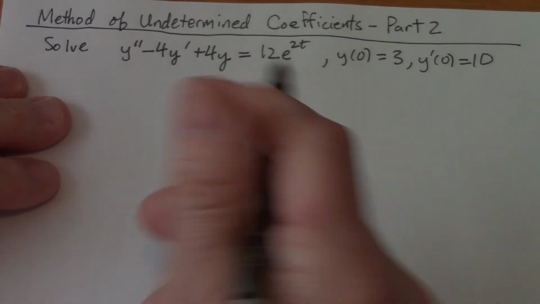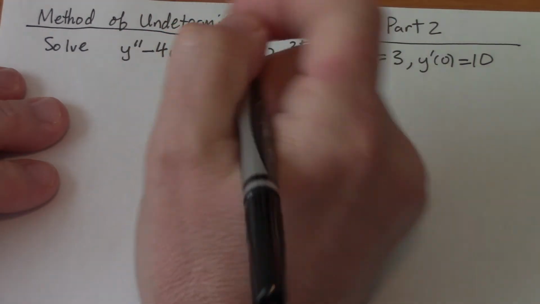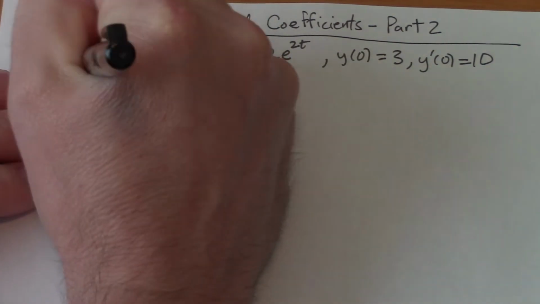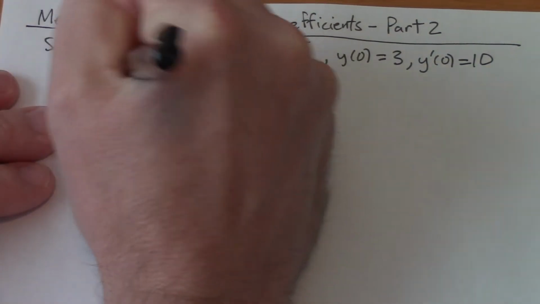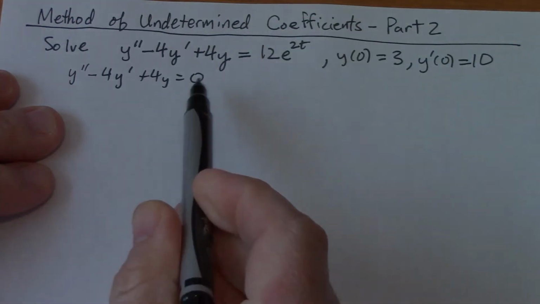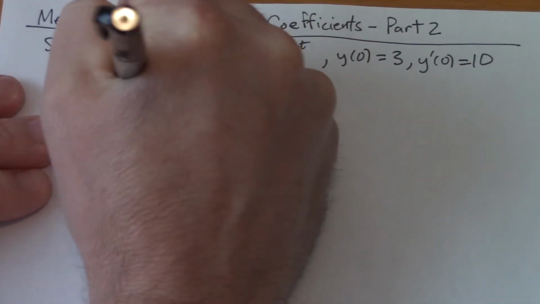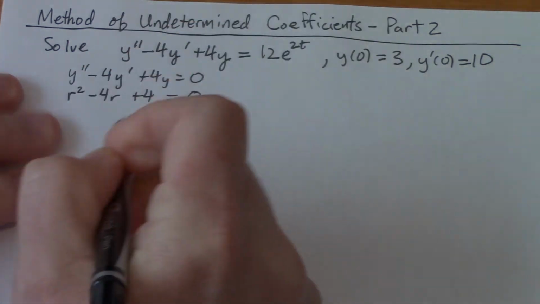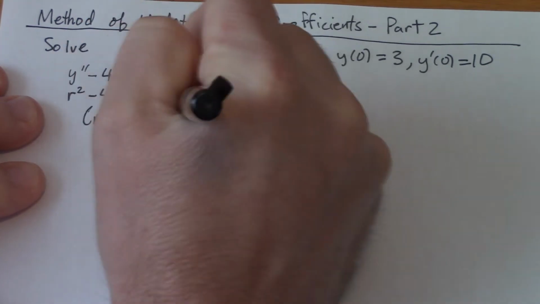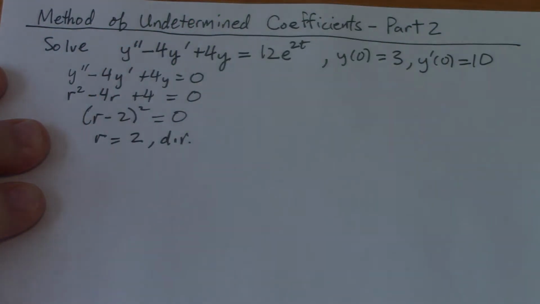Alright, so something I didn't tell you with method of undetermined coefficients part 1, it is necessary for you to get the homogeneous solution in order to get the correct yp. So our homogeneous equation is y double prime plus 4y prime plus 4y equals 0. So I just took the left hand side, set it equal to 0, and then we write our characteristic equation. Okay, this one's going to have a double root, so it factors into r minus 2 squared equal to 0. So r equals 2, and remember dr stands for double root.